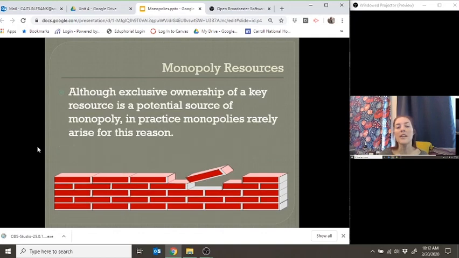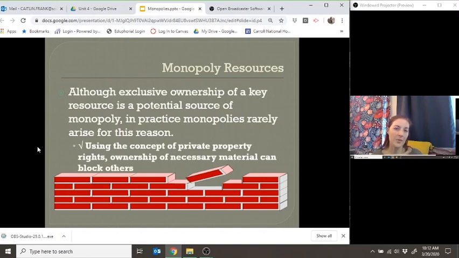So the owning a key resource, this doesn't really happen as much in the real world because we have private property, and that division makes it hard for one monopolist to own it. But we did see this a little bit in the 1800 monopolies with Carnegie and Rockefeller with steel and with oil. But their ownership of that key resource keeps other firms from entering into that market. But in today's world, that's not really a common reason why monopolists own the market.